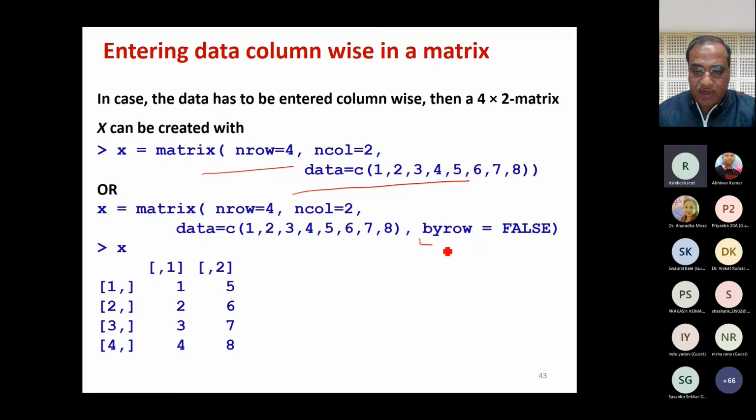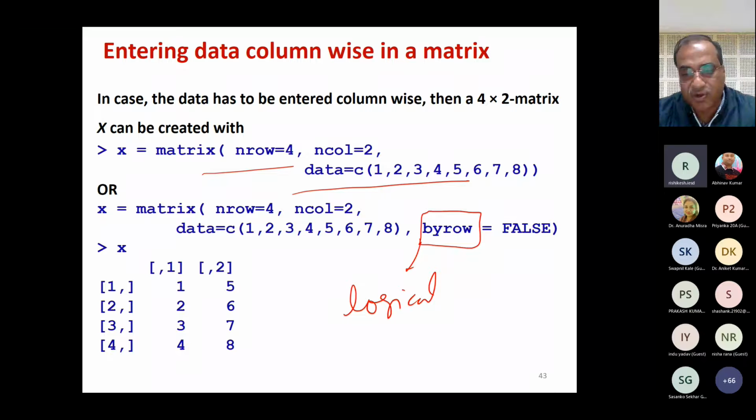So if you try to add the command byrow here. byrow is the parameter which controls whether the data is to be entered row-wise or column-wise. This byrow is a logical operator, and logical operator means the answers are going to be in terms of TRUE or FALSE. So when you say byrow equal to FALSE, that means the data is not to be arranged row-wise.